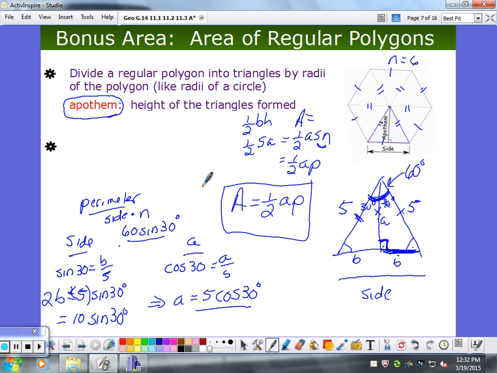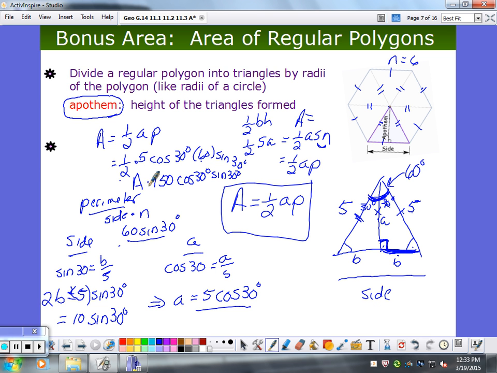I'm going to plug it into area equals 1/2 apothem times perimeter. So 1/2, the apothem is 5 cosine 30. And the perimeter is right here at 60 sine 30. I think that's easier for me to gather up all these numbers here. 60 times 5 times a half, almost 150. All right? 150 times the cosine of 30 times the sine of 30 will be the area of this whole thing. So now I need my calculator.